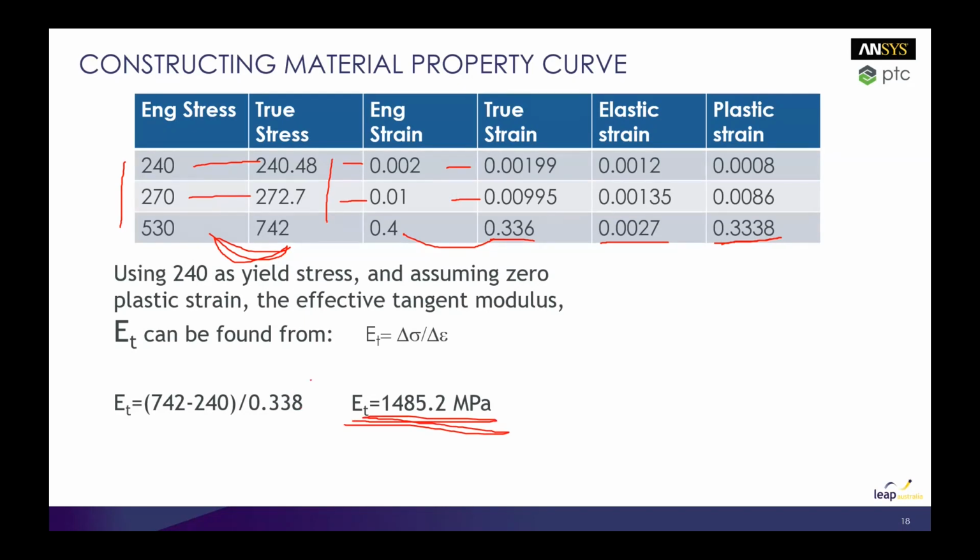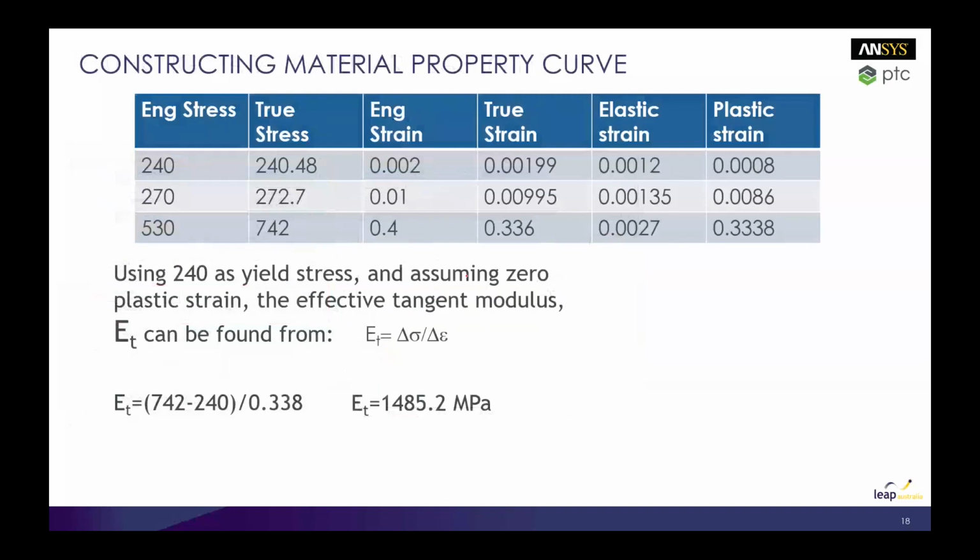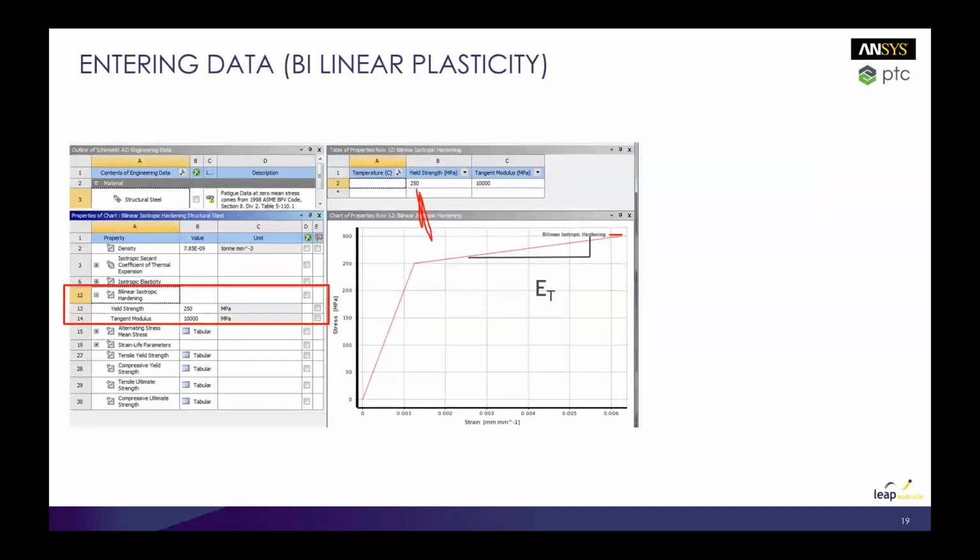When we input the data, this isn't the same data there, but you put in your yield strength in megapascals and your tangent modulus in megapascals. Be very careful when entering this data that you check the units. A common mistake people make is entering it thinking it's in megapascals when it's actually in pascals. They wind up with a yield stress of, say, 200 pascals, which means your material goes into the plastic range pretty much straight away.